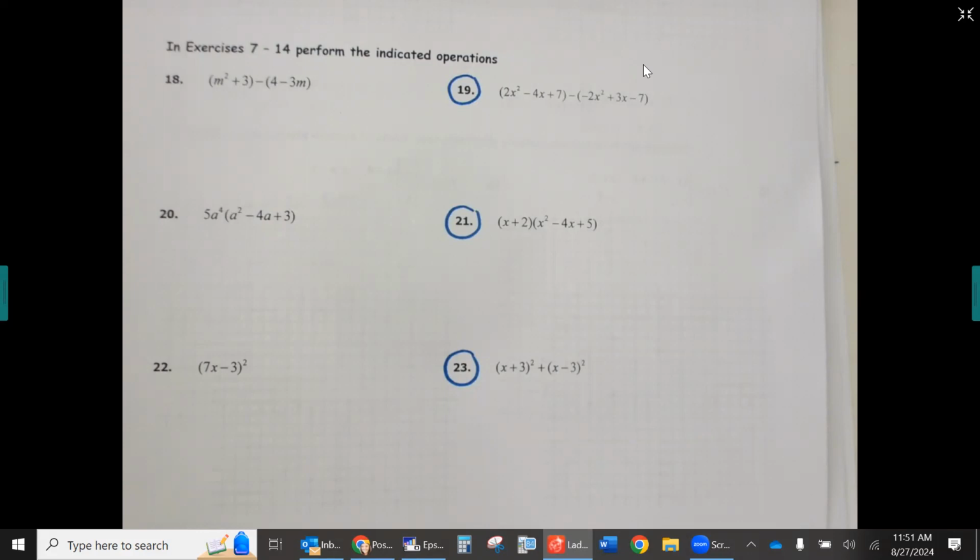That one should have been x cubed minus 2x squared. What is that number? 13? Put in your calculator, it was a 5 and a negative 8. So 5 plus negative 8.